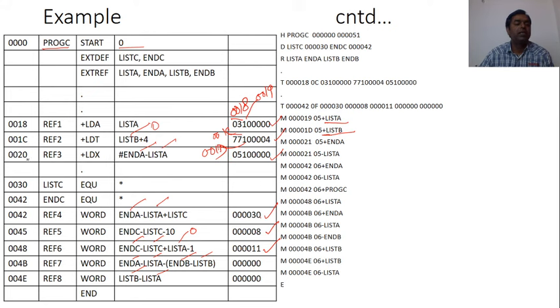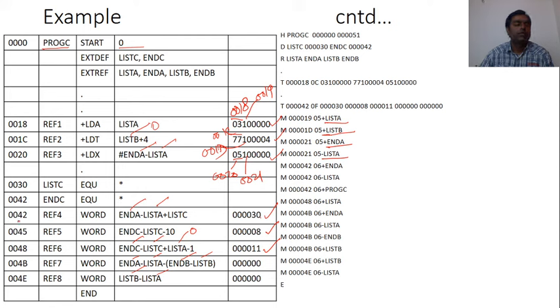Next instruction is at address 0020, plus LDX and A minus list A. What we have to do here? This 05 is written at address 0020. 10 is written at address 0021. So at address 0021, what we have to do? Add the value of end A and subtract the value of list A. It is written here.